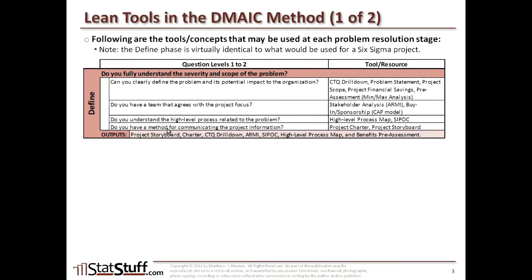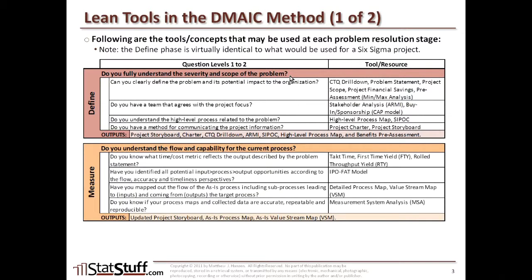And again, we're going to come up with the same type of outputs that we might normally follow when we're using a Six Sigma approach, because we're still trying to understand the problem at the high level. We want to understand fully the severity and scope of the problem that's before us. Now from this point, once we can answer yes to this question for the define phase, that's where we move on to the next phase, which is the measure phase.